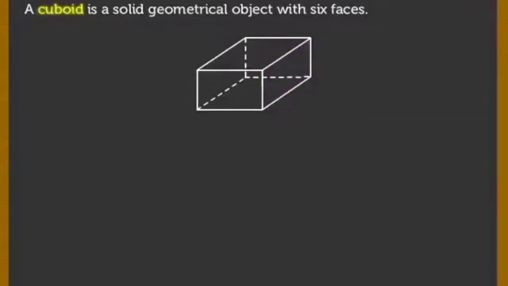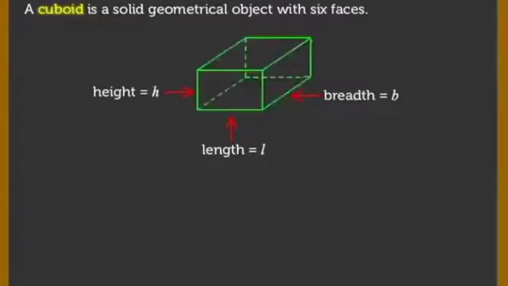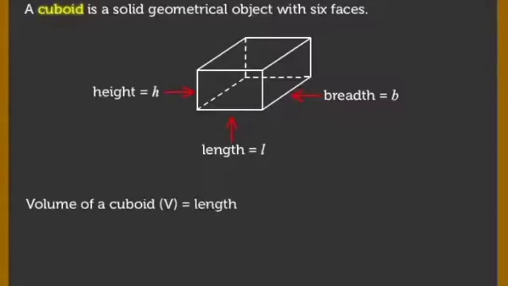In the figure, the length, breadth, and height are marked. We get the volume of a cuboid by multiplying its length, breadth, and height. Thus, volume of a cuboid is equal to length into breadth into height, which is equal to L into B into H.